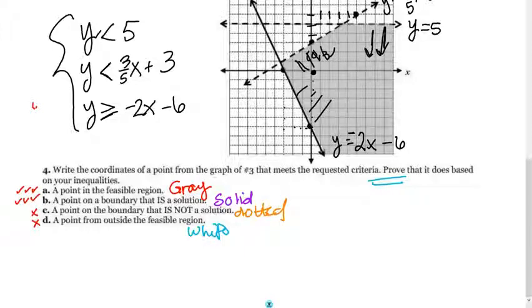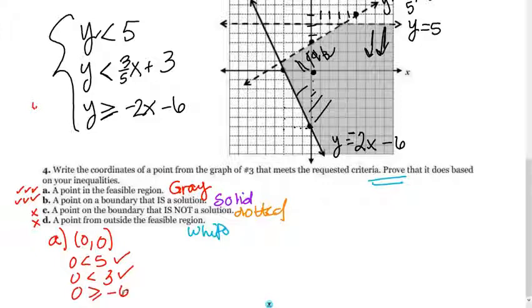Okay. So from gray, I'm going to pick 0, 0 for part A. So for A, I'm going to pick 0, 0, something in the gray. And now I'm going to try all 3 equations. So is 0 less than 5? Yep. Is 0 less than 3? Yep. And is 0 greater than or equal to -6? Yes. So for A, my point is good.